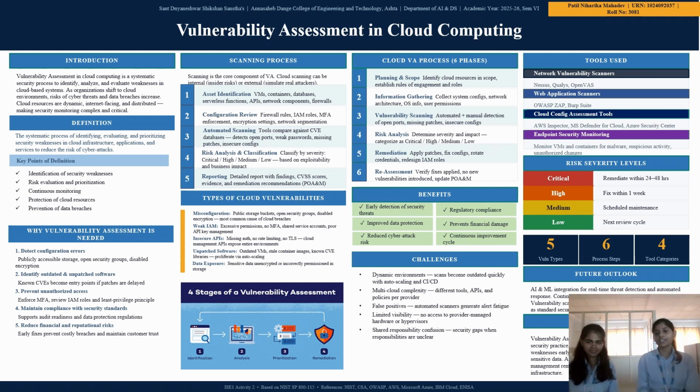Number four, insecure APIs. Cloud native apps are super API heavy, and if those APIs don't have proper authentication or input validation, they become attack vectors.